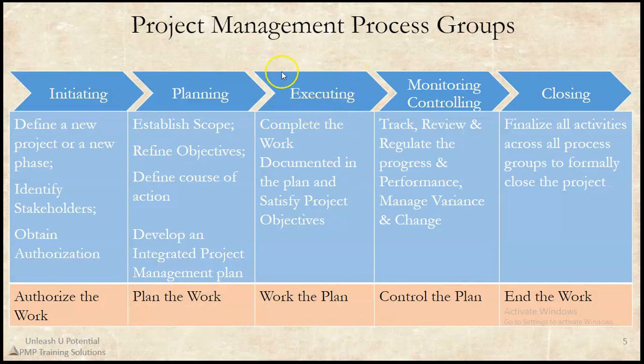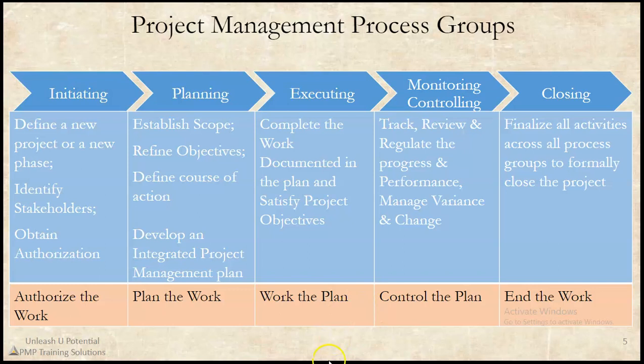Next, execution. At the time of execution, we complete the work documented in the plan. Whatever we documented in the plan, at the time of execution, we work that plan and satisfy project objectives. At the time of planning, we come up with the scope baseline, schedule baseline, and cost baseline. To achieve these 3 baselines is the success of the project. Wonderful. What are we saying? We plan the work and we work the plan.